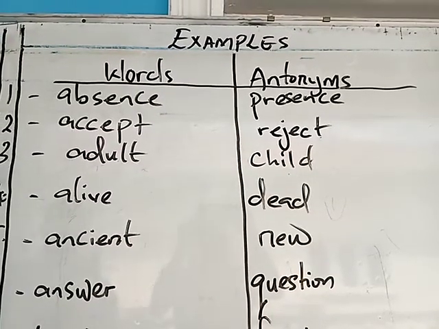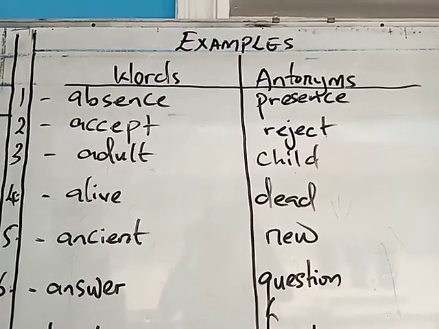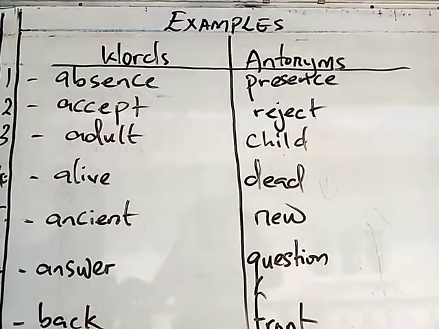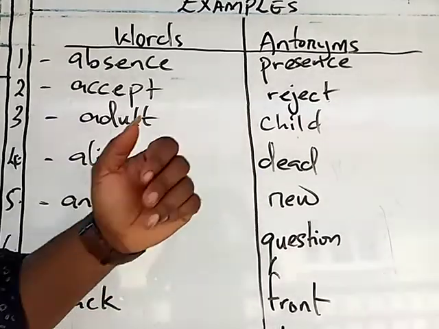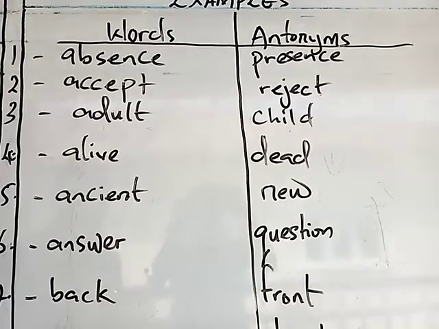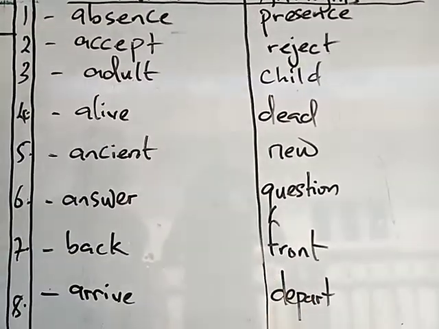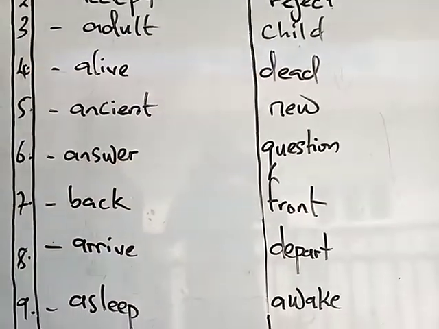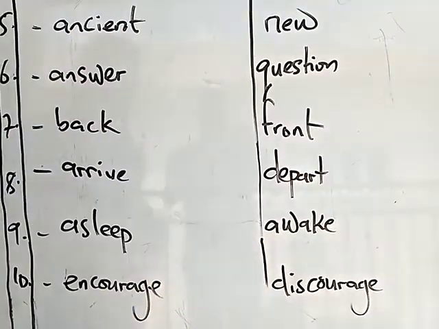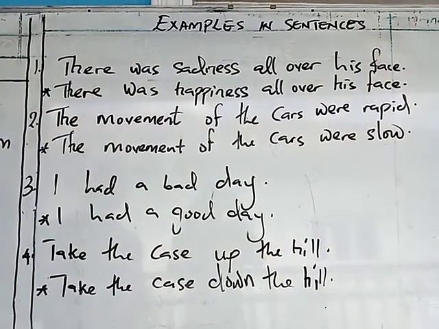Now, these are some examples of words and their antonyms. We have absence, presence; accept, reject; adult, child; alive, dead; ancient, new; answer, question; back, front; arrive, depart; asleep, awake; encourage, discourage. All right, let's take a look at these examples in sentences.